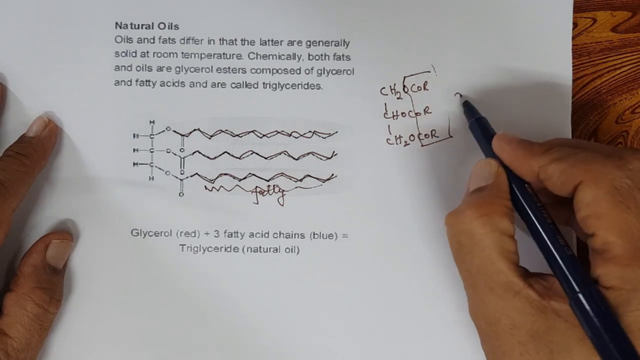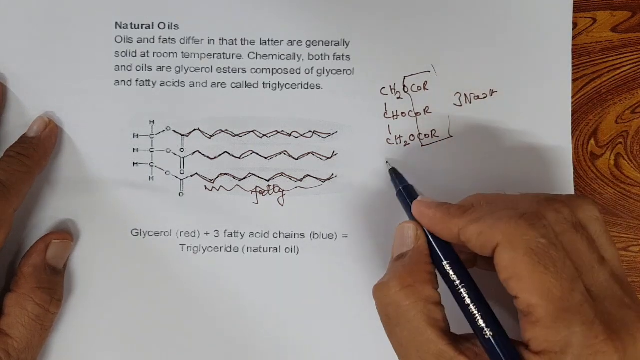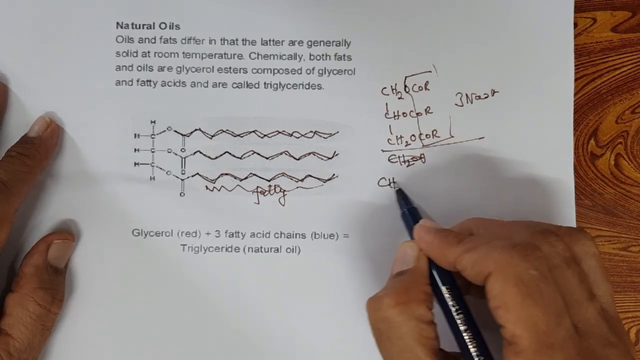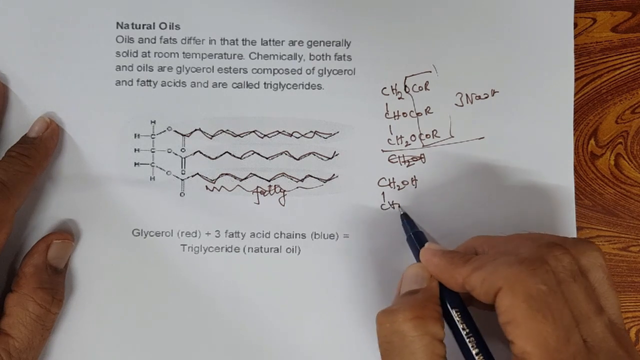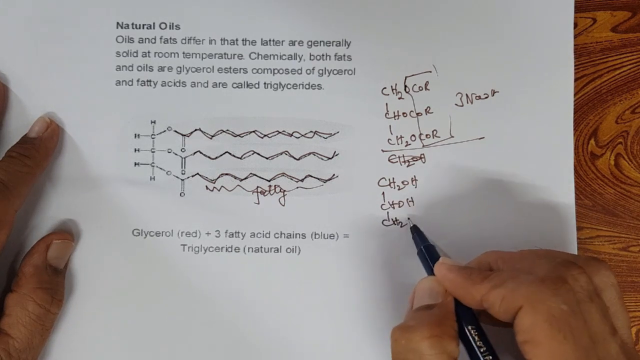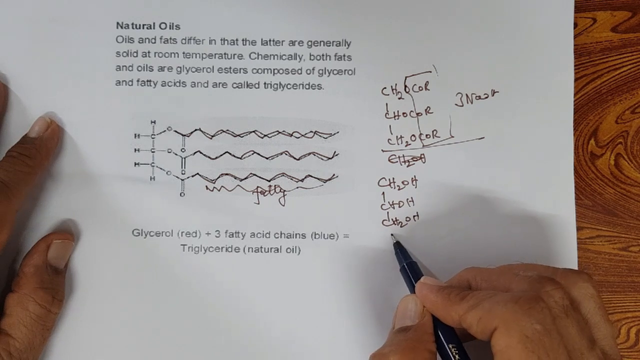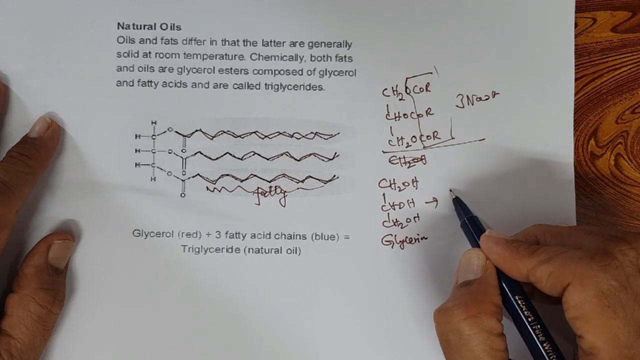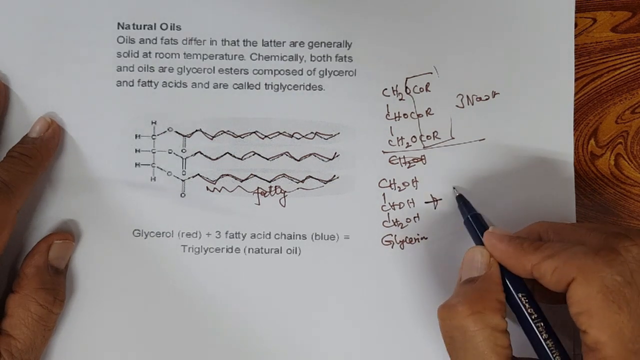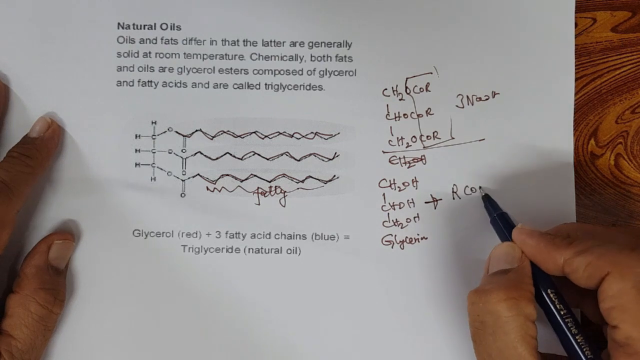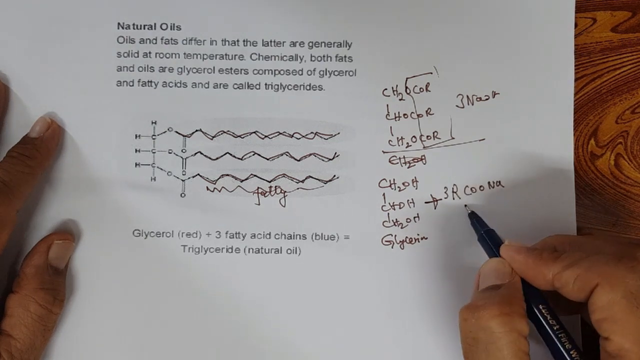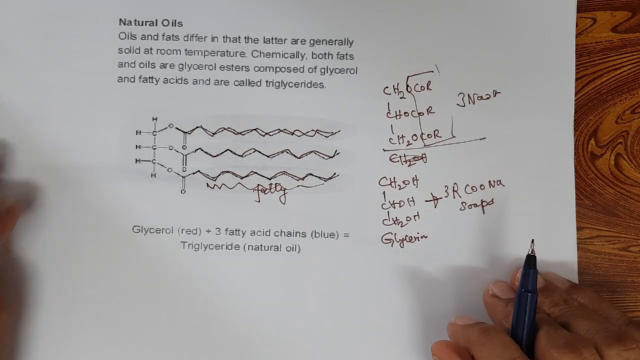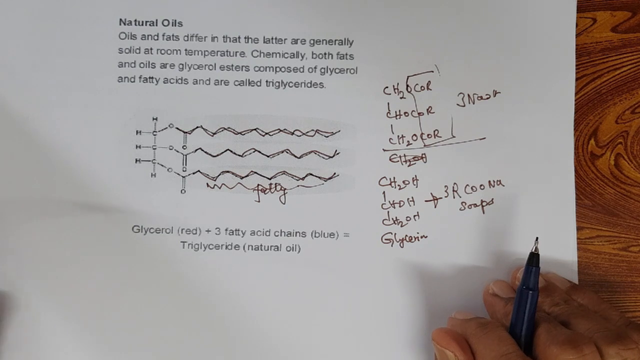you get, with 3 molecules of sodium hydroxide, CH2OH, CHOH, CH2OH, that is glycerin, plus RCOONa, right? This is soap. Soaps we studied, anionic surfactant. It's a salt of higher fatty acids.